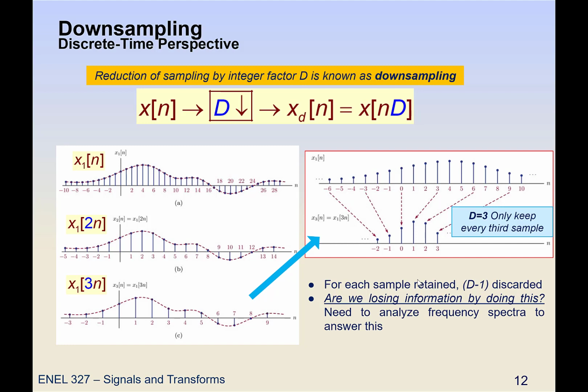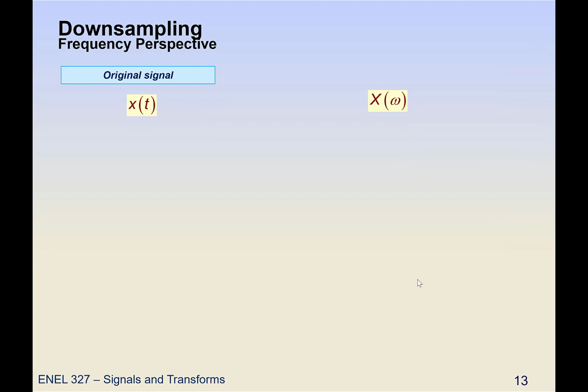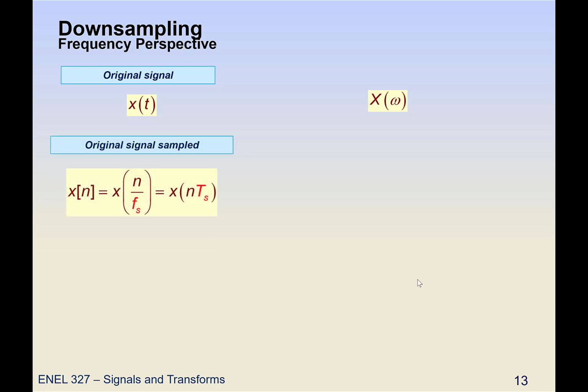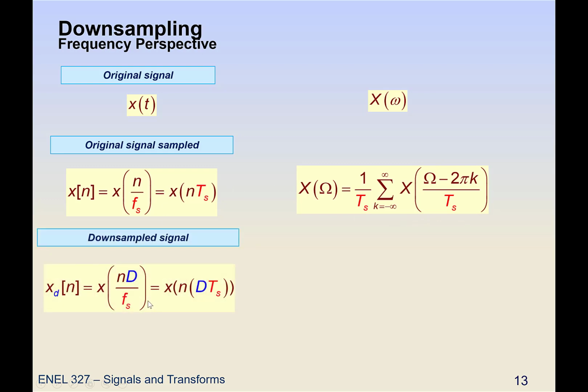To be able to think about that, we need to take a look at things in the frequency domain. So let's say we had our original signal x of t, which has a spectrum x of omega. That signal was sampled at some sampling rate fs. And we know that the spectrum of that is the discrete time Fourier transform indicated here, where we just get shifted copies of it. Well, the downsampled signal is effectively a discrete signal sampled at a lower sampling rate, fs over d.